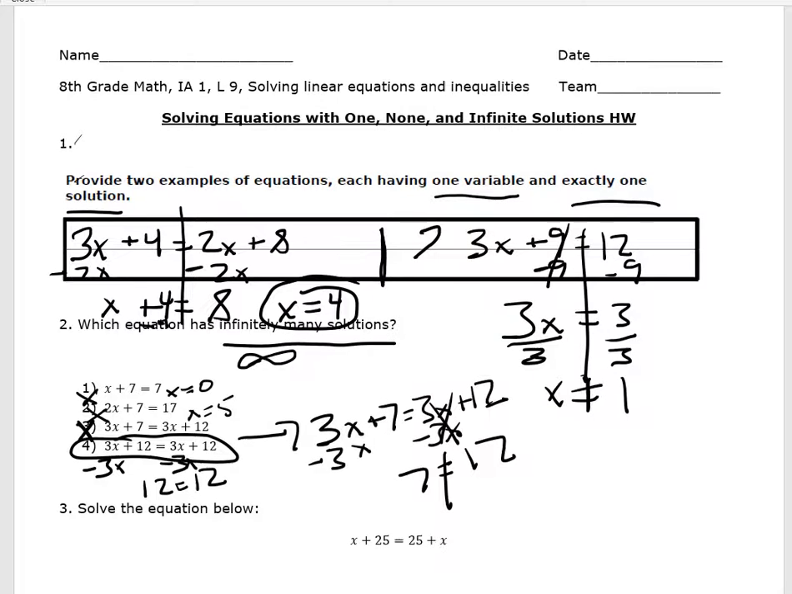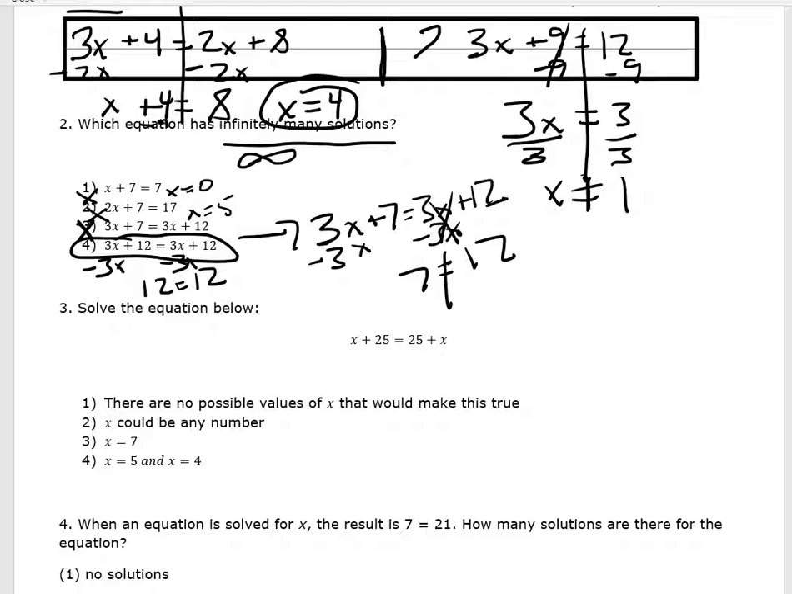I'm going to come down here and solve this equation for number 3. So here I have x plus 25 is equal to 25 plus x, and already in my head I'm thinking, this probably has infinitely many solutions. Let me just work it out. So I'm going to subtract x from both sides. Okay, and I'm left with 25 equals 25. So x could be any number.